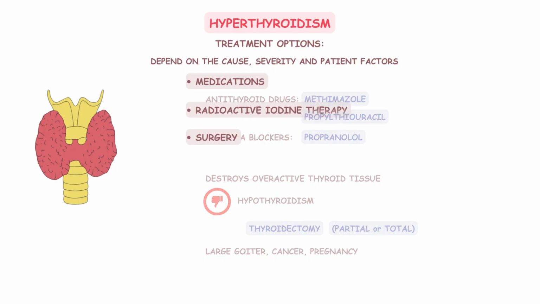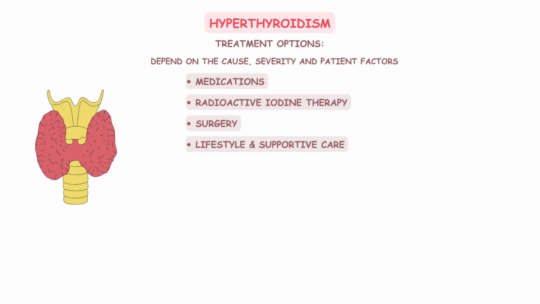Then we have lifestyle and supportive care, where we have to encourage the patient to have a high-calorie diet if weight loss is significant. We have to advise the patients to avoid stimulants like caffeine, and we have to mention stress management because anxiety can worsen symptoms.